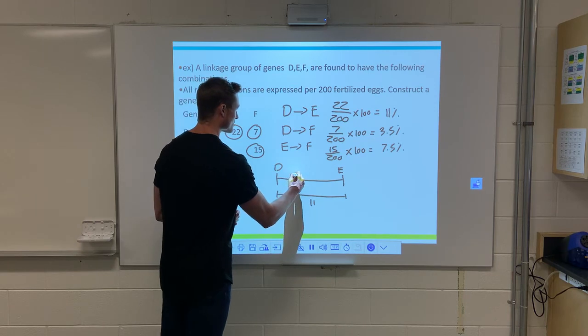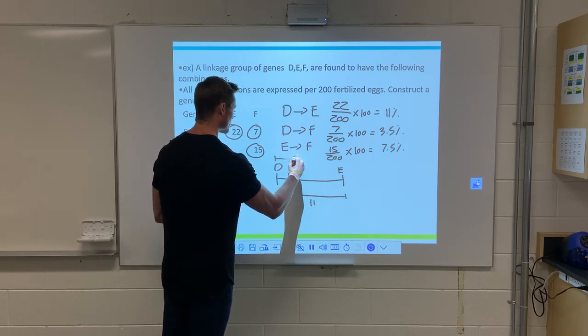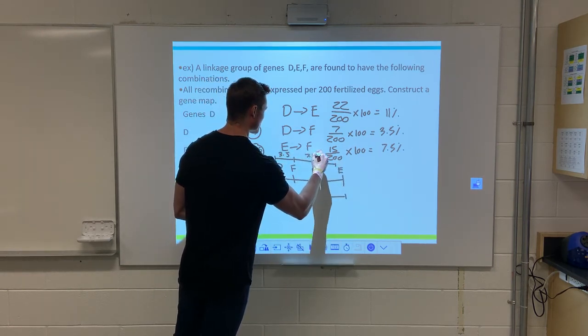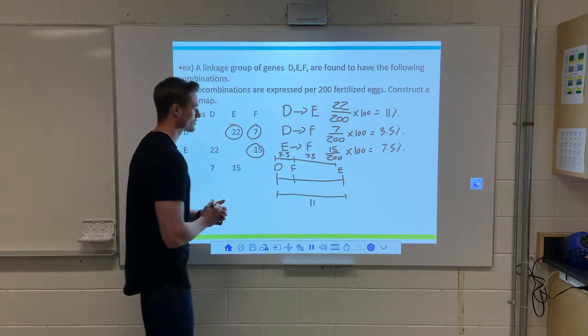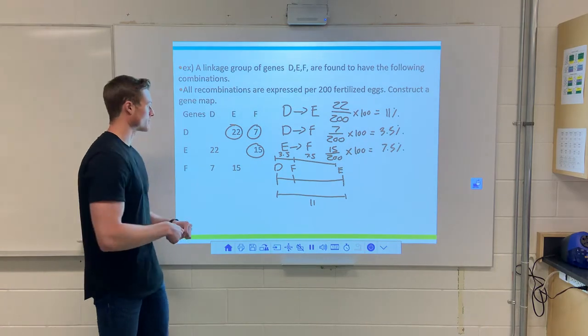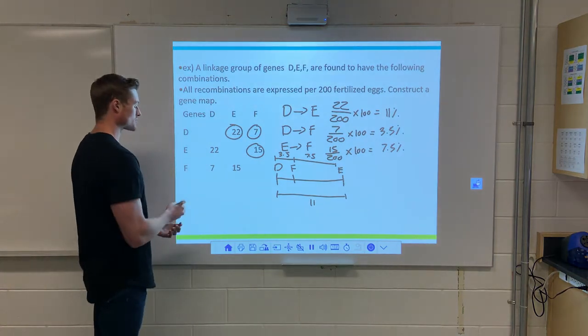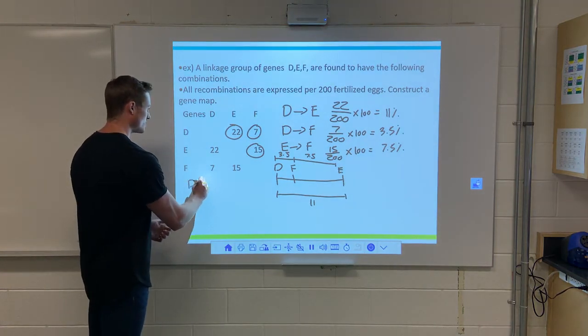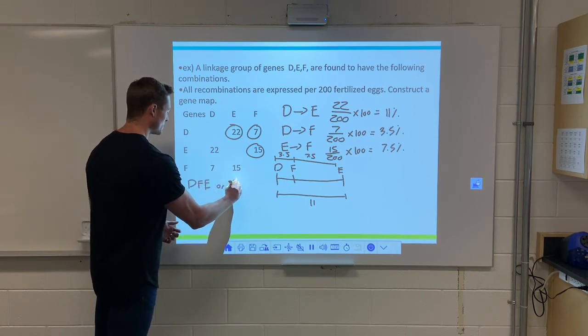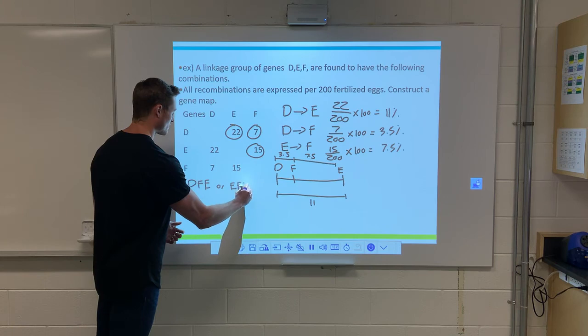So D to F, 3.5. And then E to F, 7.5. We know that 7.5 plus 3.5 equals 11, so everything adds up. So what is the sequence of this chromosome map? It could be D, F, E, or E, F, D.